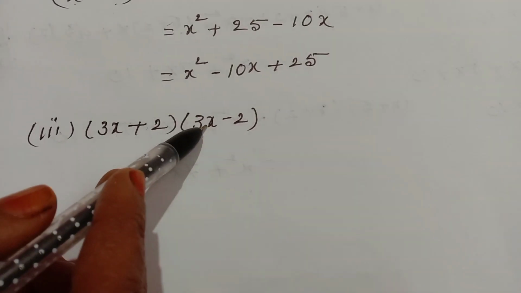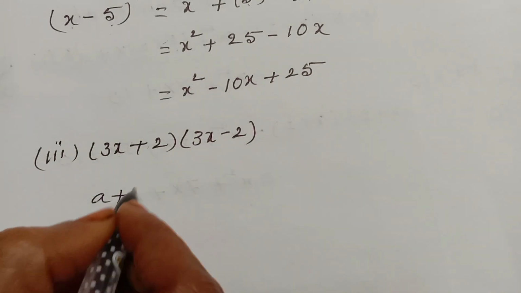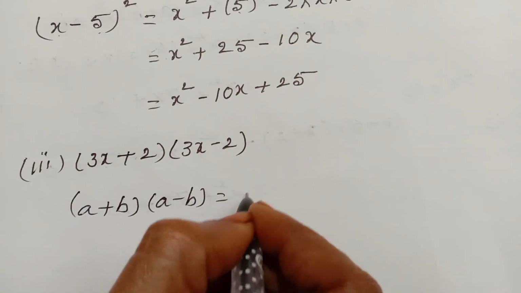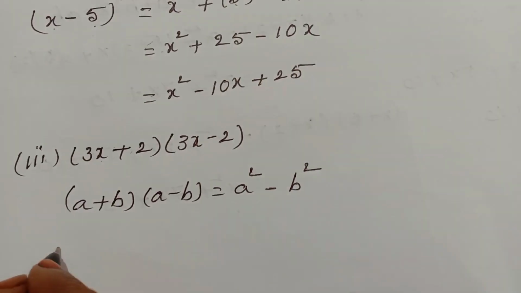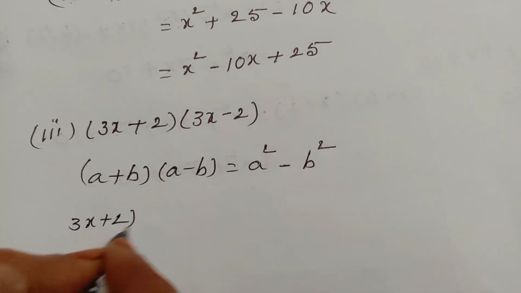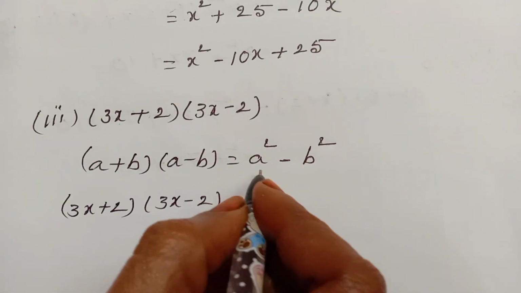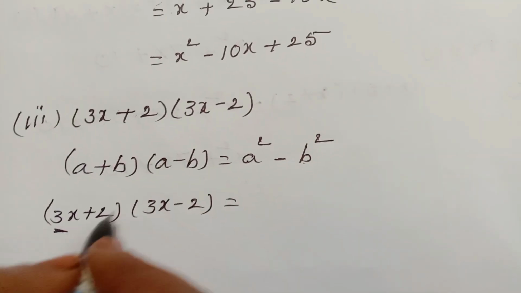(3x + 2) into (3x - 2), using the third identity. (a + b) into (a - b) is equal to a square minus b square. For (3x + 2) into (3x - 2), here a value is 3x, b value is 2.